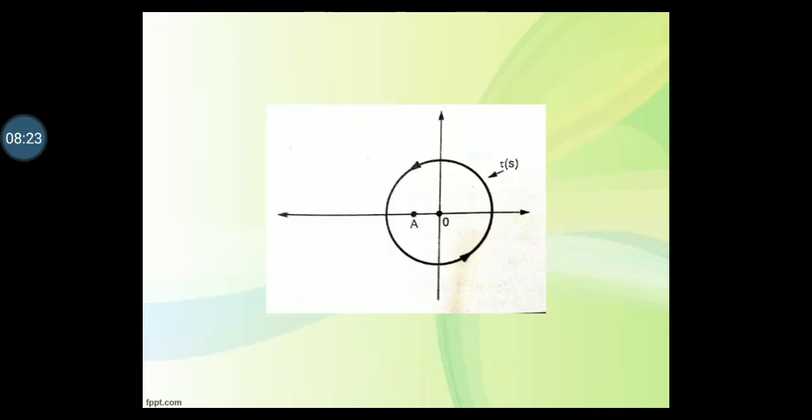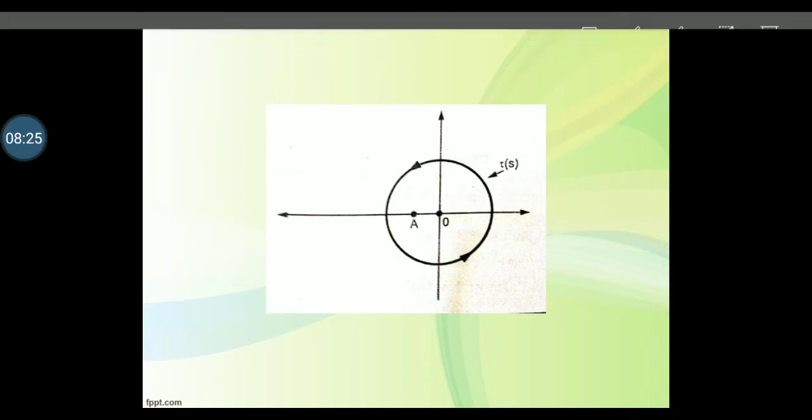So Q(s) is equal to 0. This denominator Q(s) equal to 0 gives the poles of 1 plus G(s)H(s). That is, we will get s equal to 0 and s equal to minus 2. These give the poles of 1 plus G(s)H(s), which are called open loop poles.